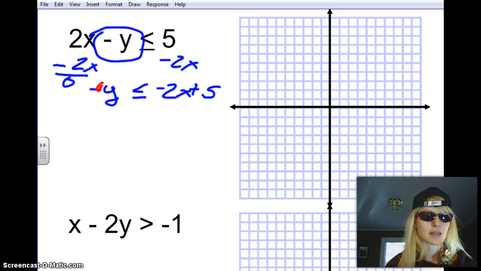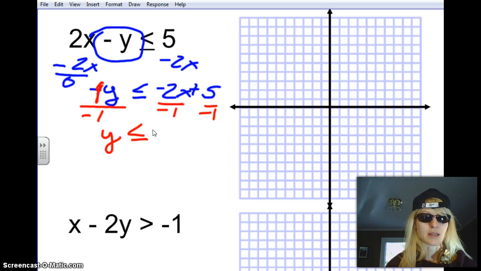Remember, that's really a negative 1, but we don't usually write that 1. So we have to, like normal, divide, and don't forget you have to divide everything, all parts, by negative 1. So negative 1 divided by negative 1 leaves me with y, which is what I want. And then negative over negative gives me a positive 2x, or 2 over 1. And then 5 divided by negative 1 gives me negative 5.